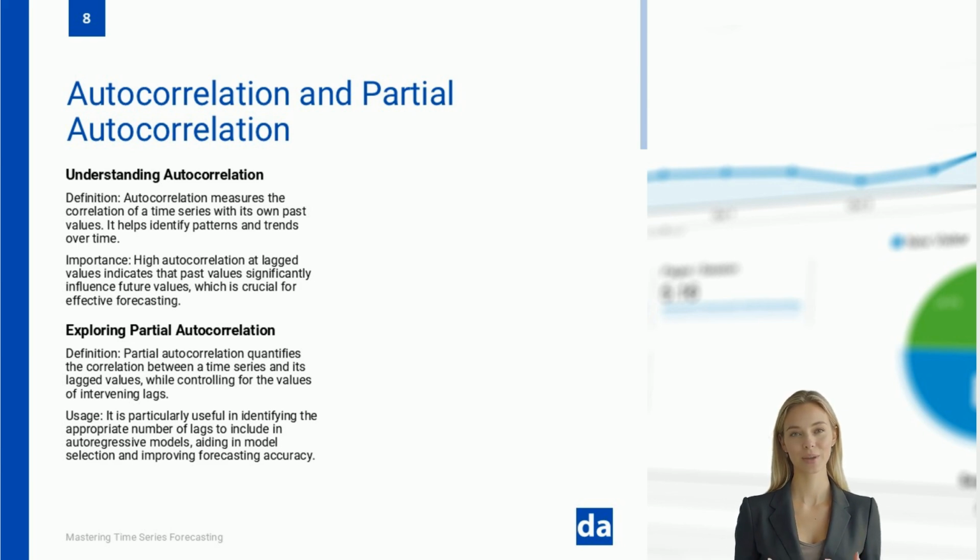Partial autocorrelation measures the correlation between a time series and its lagged values, but with a key difference. It controls for the values of any intervening lags. This means that it helps us isolate the direct relationship between a time series and its past values without the influence of other lags. This is particularly useful when we are determining the appropriate number of lags to include in autoregressive models. By using partial autocorrelation, we can enhance our model selection process and ultimately improve the accuracy of our forecasts.